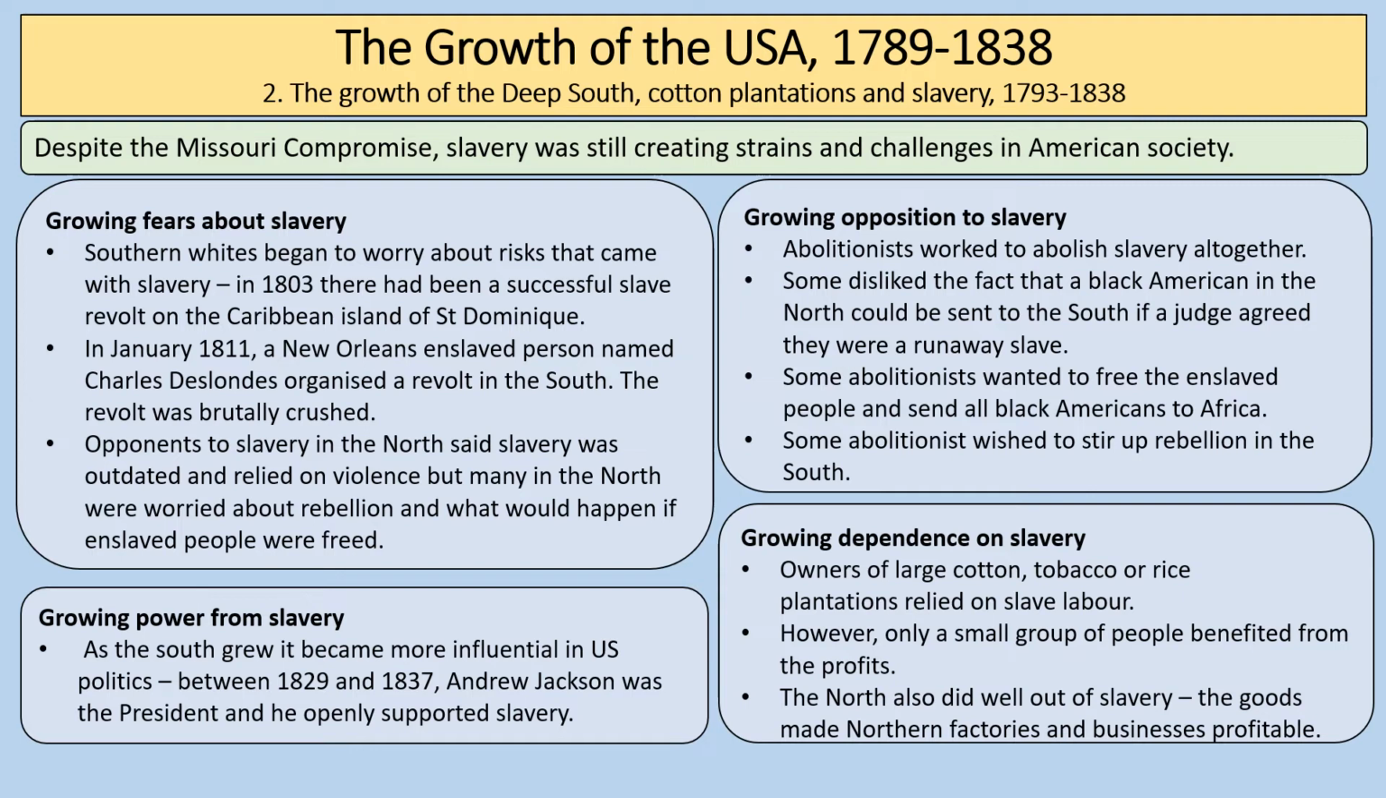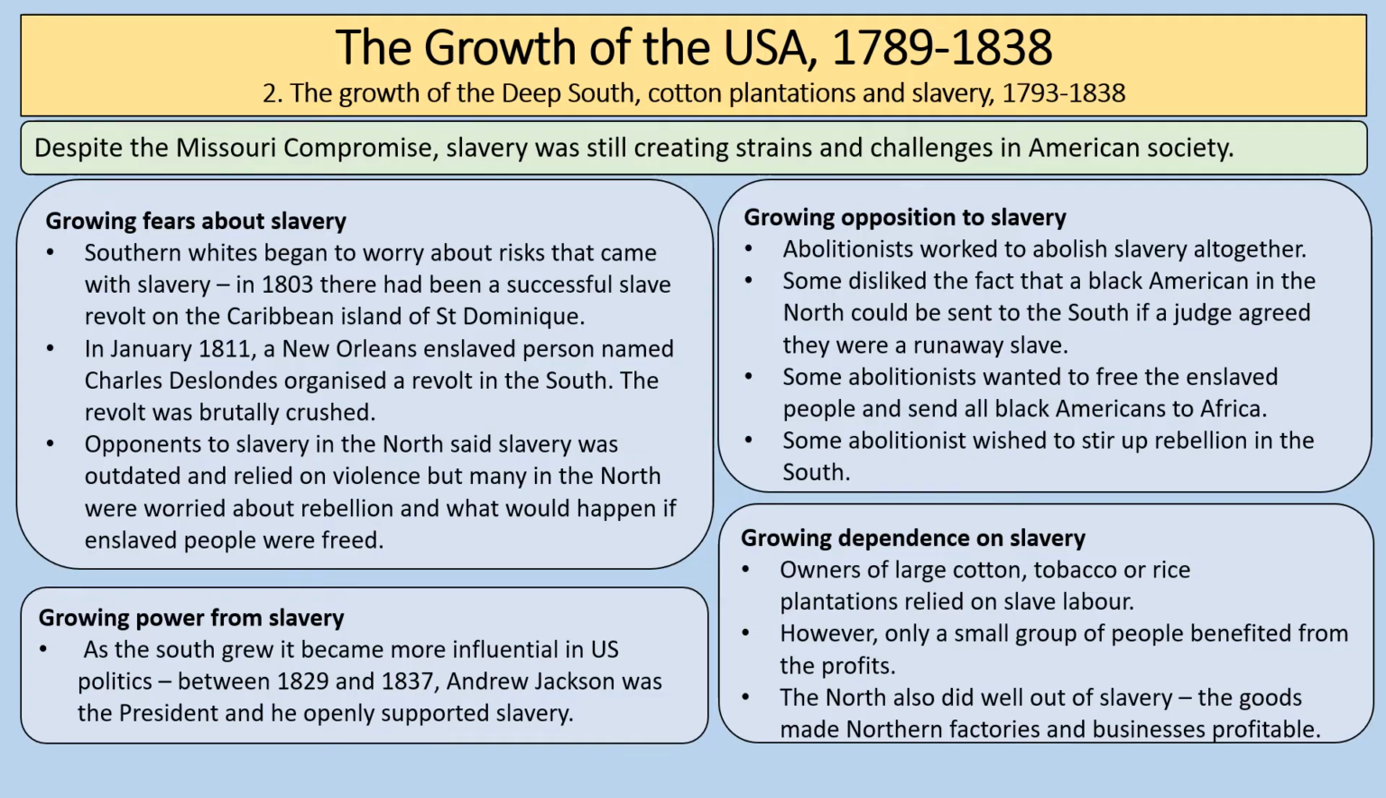So the first one was growing fears about slavery. Southern whites began to worry about risks that came with slavery. For example, in 1883, there'd been a successful slave revolt on the Caribbean island of Saint Domingue. In January 1811, a New Orleans enslaved person named Charles DeLond organised a revolt in the South, which was brutally crushed, but again it was a reminder of some of the fears there were about slavery.